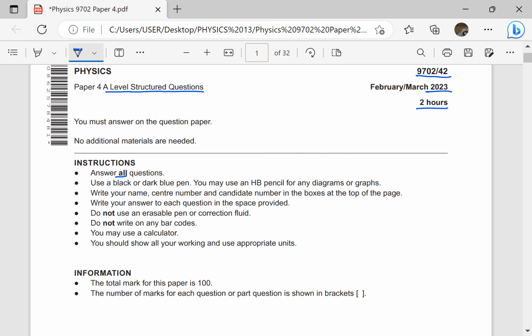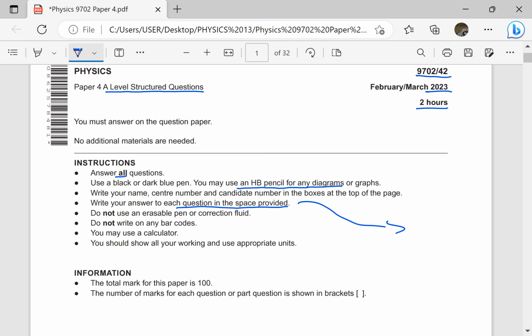You may use an HB pencil for any diagrams or graphs. Avoid using pens for graphs because when you get a second thought, it becomes hard to change the graph. Write your name, center number, those ones are obvious. Write your answer to each question in the space provided. Avoid drawing arrows showing the examiner that the answer has been written on another page.